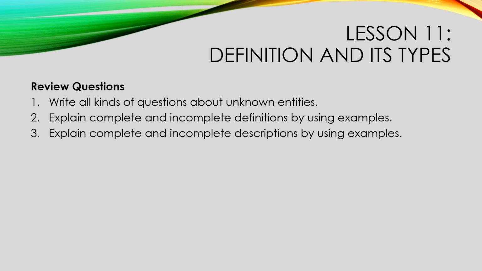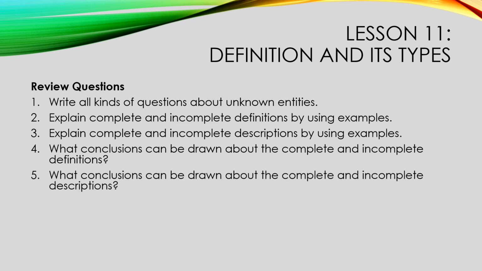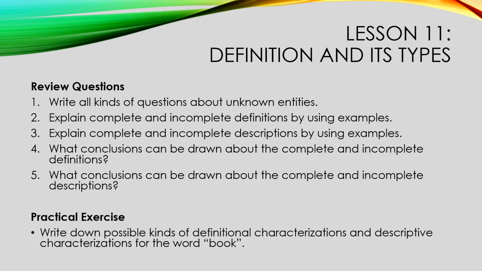Number 3, explain complete and incomplete descriptions by using examples. Number 4, what conclusions can be drawn about the complete and incomplete definitions? Number 5, what conclusions can be drawn about the complete and incomplete descriptions? Now, as a practical exercise, write down possible kinds of definitional characterizations and descriptive characterizations for the word book.